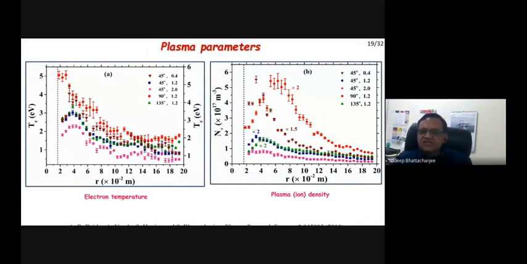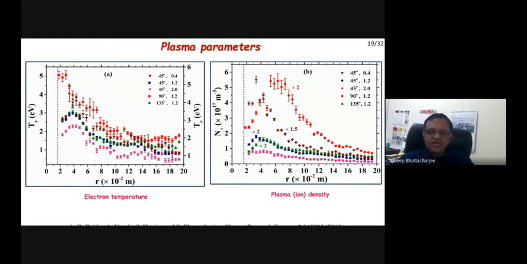Notice that, let us focus on this 90-degree data, which is this red circle. You can see that the density increases as we go from the surface of the magnet. This dotted line is the surface of the magnet. It reaches a peak here, and then it goes down. So this peaked density profile is very interesting. That means there is actually inward diffusion. That means particles from the outer region are being driven inward.